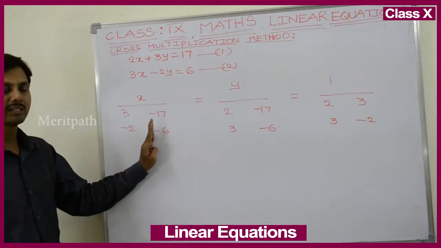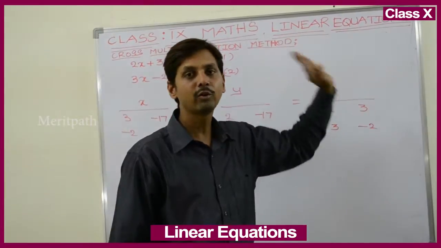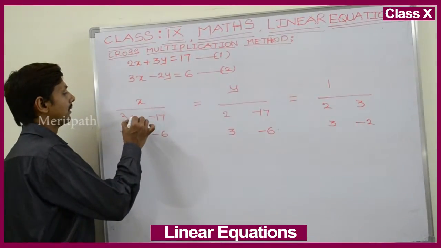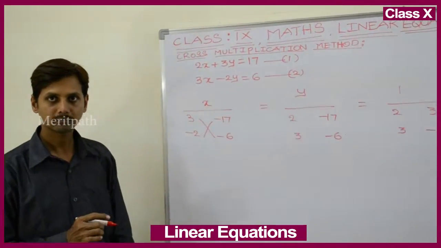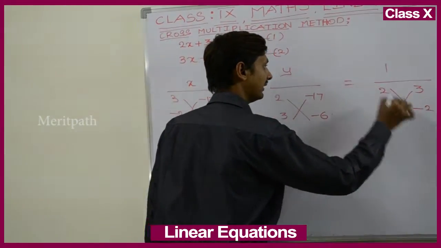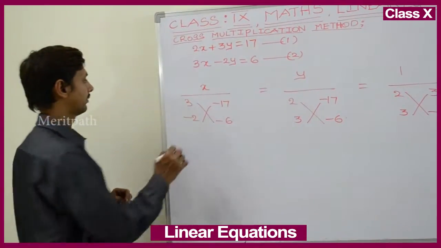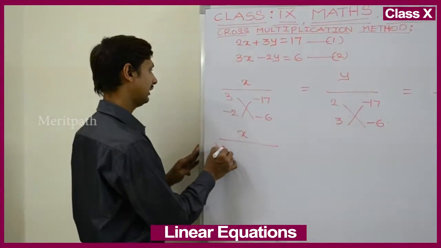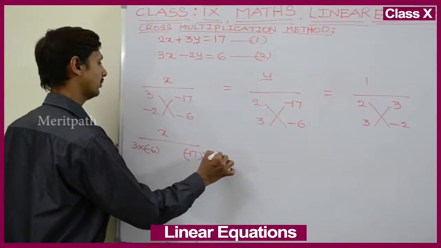The y coefficients and constant values, x coefficients and constant values, and x coefficients and y coefficients are taken here in the short method. If we cross multiply and subtract them, we get some values and simplify. So x divided by, when we cross multiply, 3 into minus 6, minus 17 into minus 2.